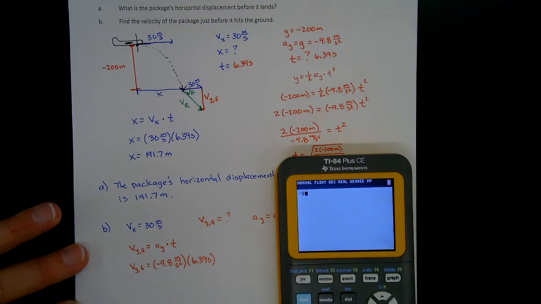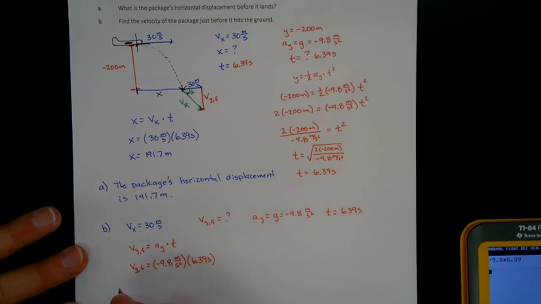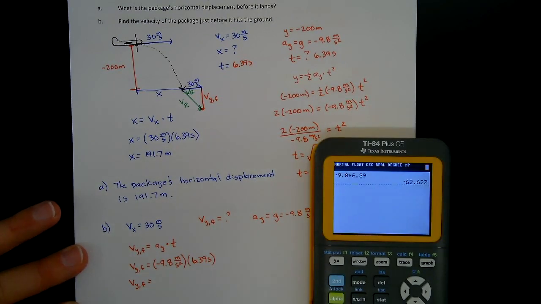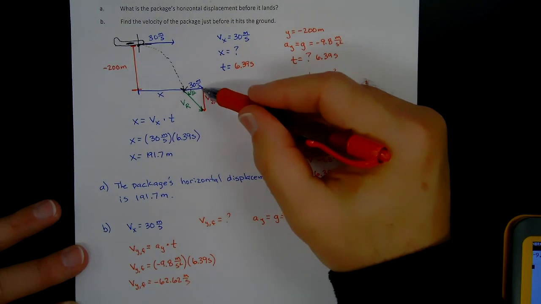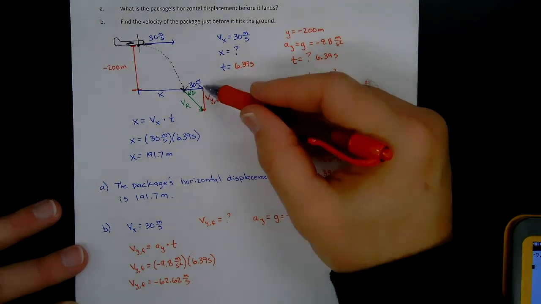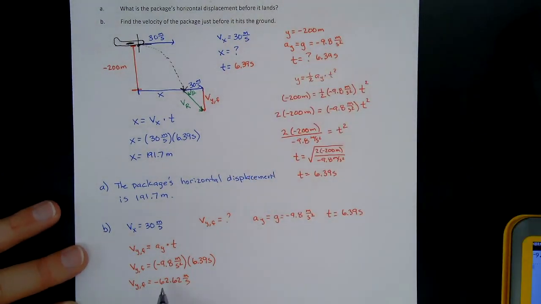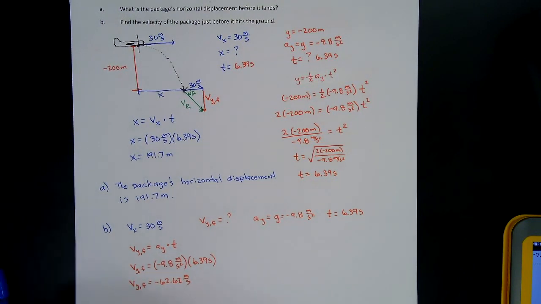So negative 9.8 times 6.39, and that equals negative 62.62. So the final velocity in the y direction is negative 62.62 meters per second. And that should make sense because we're going in the negative direction, right? The velocity is headed downwards. That's why this is coming out to be negative.